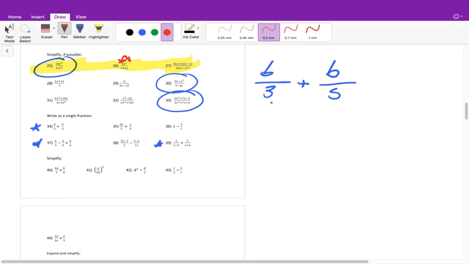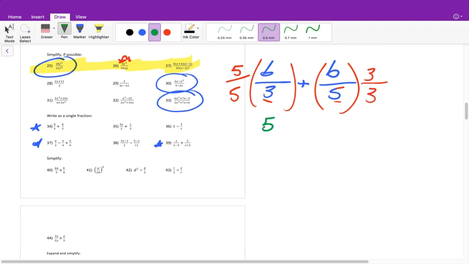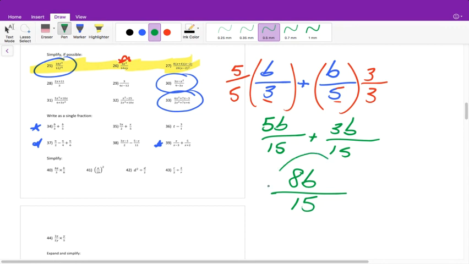So we need to have 3 and 5 be the same number. That means the least common multiple is 15. So I will multiply this by 5 over 5, and I will multiply this by 3 over 3. This way we get our common denominator. So now I have 5b over 15 plus 3b over 15. I can then combine our numerators, our like terms, so 8b over 15, and that will be our final answer.